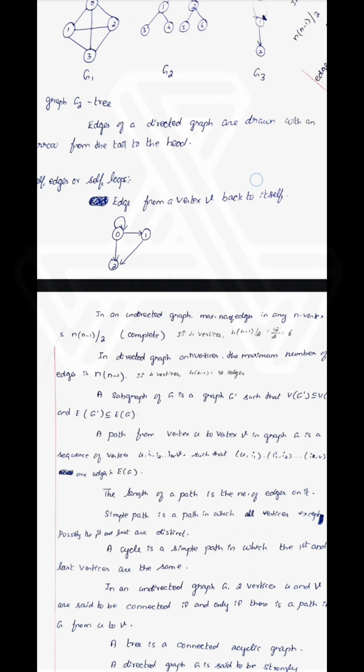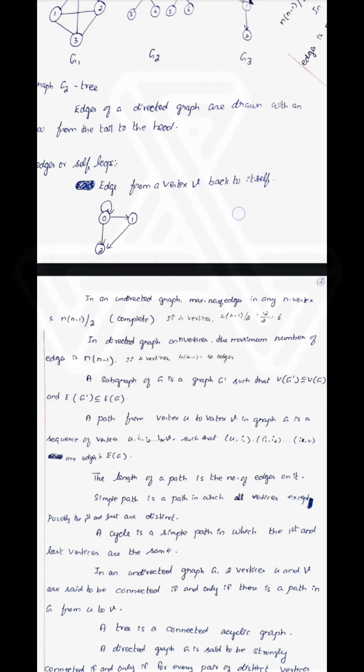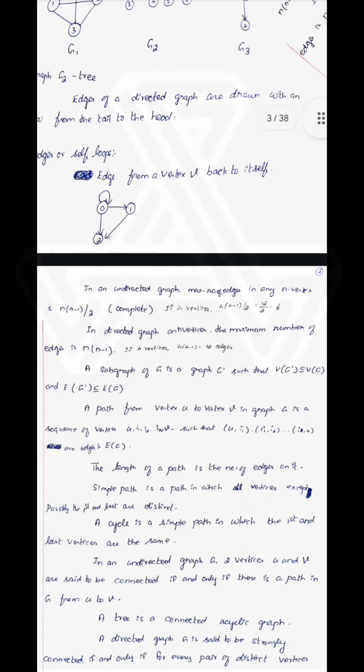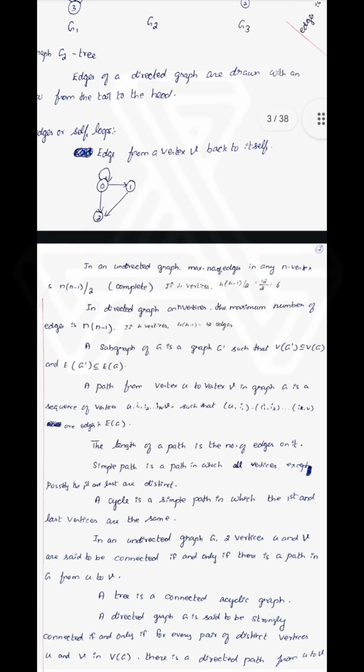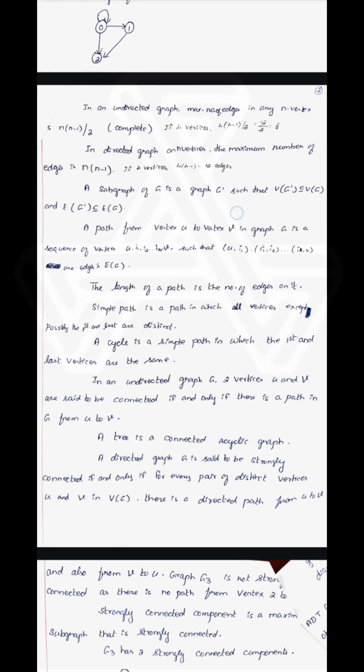A subgraph of G is a graph G' such that V(G') belongs to V(G) and E(G') belongs to E(G). A path from vertex u to vertex v in graph G is a sequence of vertices u, i1, i2, ..., in, v such that (u,i1), (i1,i2), ..., (in,v) are edges in E(G). The length of the path is the number of edges in it. A simple path is a path in which all vertices except possibly the first and the last are distinct. A cycle is a simple path in which the first and last vertices are the same.